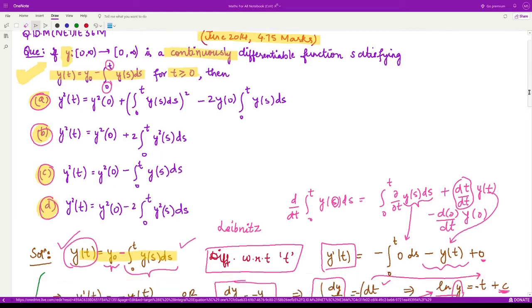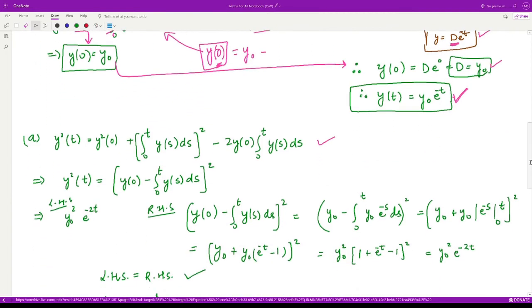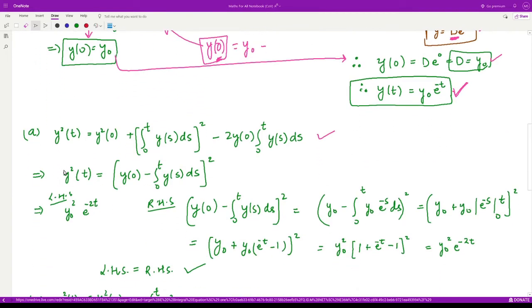So first option is given to you, this one. So now we need to check the left hand side and the right hand side. Left hand side is y square t, and what is y? Y is given to be y naught e to the power minus t, so its square would be this. And for the right hand side, see, this thing could be written as the whole square of this thing. True? No problem in that.